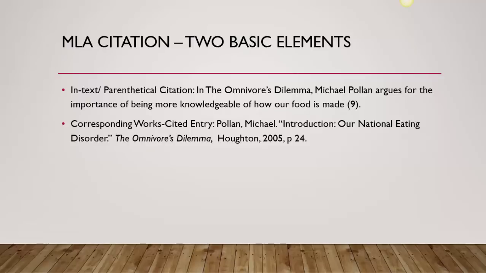Now, there are two basic elements to every MLA citation. First is the in-text or parenthetical citation. This appears right after you have quoted, summarized information from, or given a synopsis of a source. Second is the corresponding works cited entry for your citation. Here you provide your reader with the basic bibliographical information.